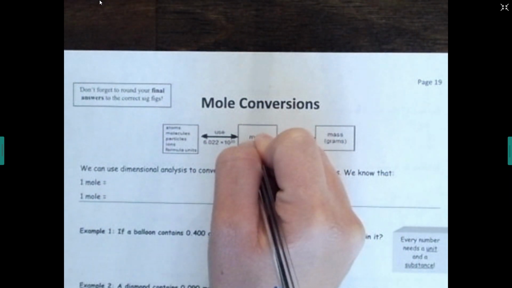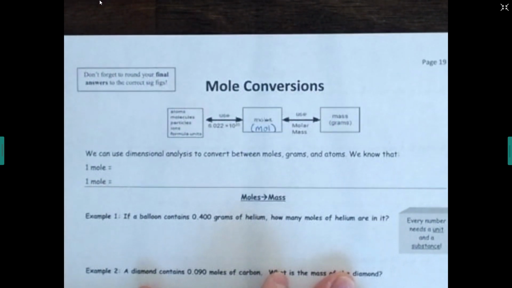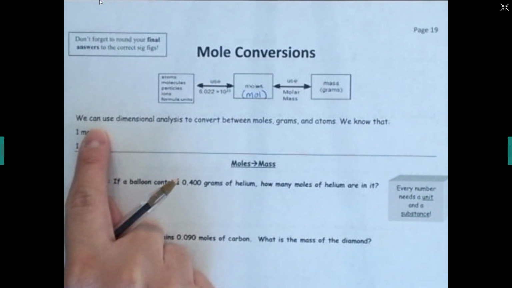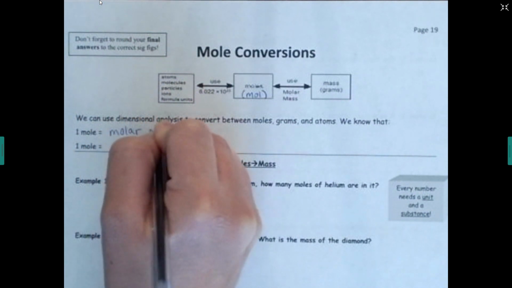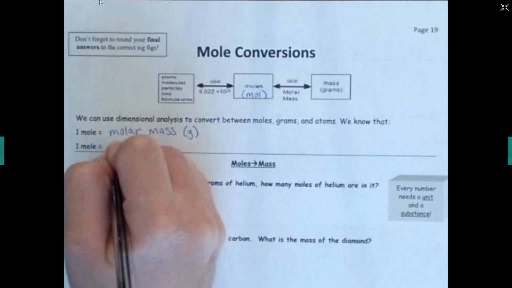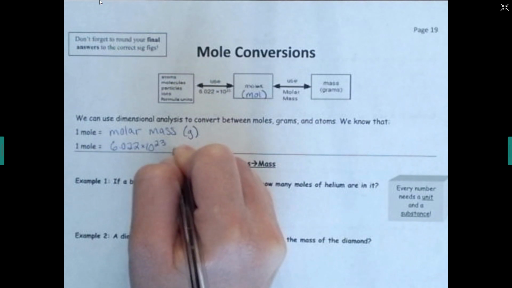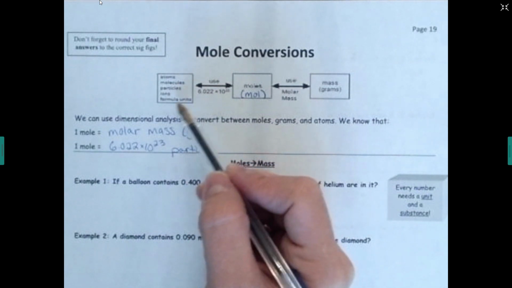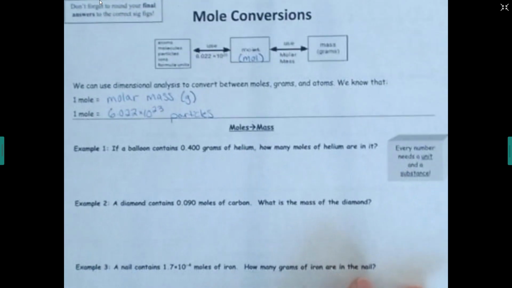Remember that moles is often abbreviated MOL. So if you see MOL, that just means moles. Okay. So let's see here. It says we can use dimensional analysis to convert between moles, grams, and atoms. We know that 1 mole is equal to the molar mass in grams. We also know that 1 mole is equal to 6.022 times 10 to the 23rd particles, and when I say particles, I mean atoms, molecules, particles, ions, formula units. Any of these words that you see in a problem, that means you're going to be using this number here, okay? Let's do some examples.